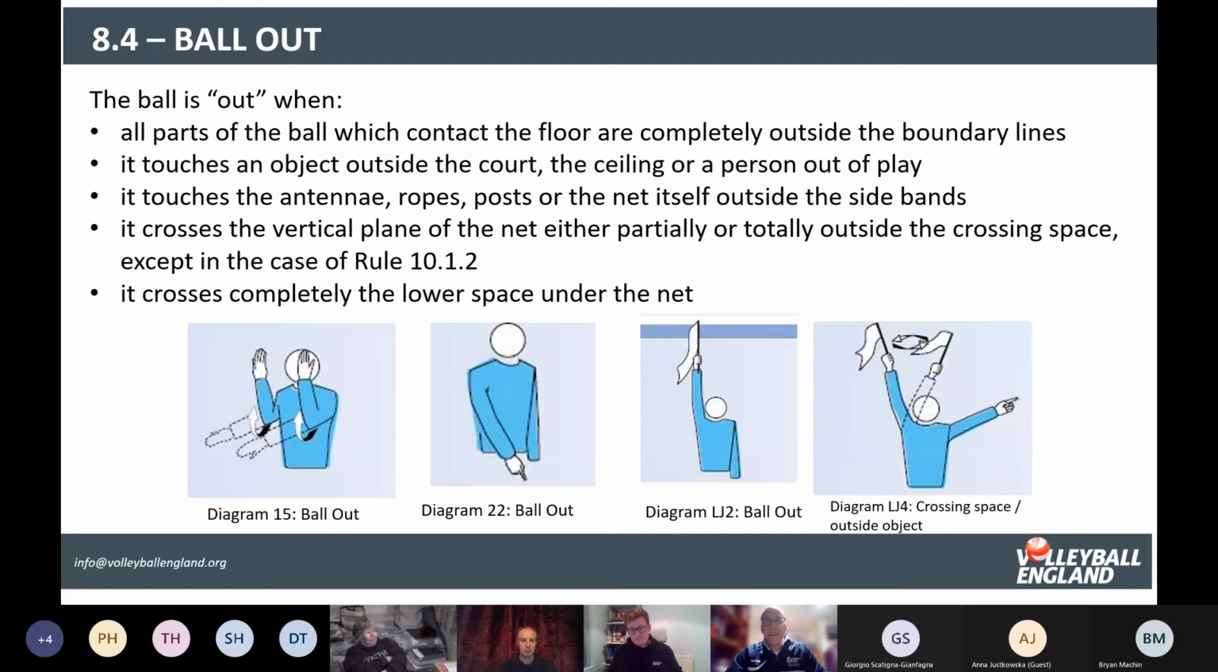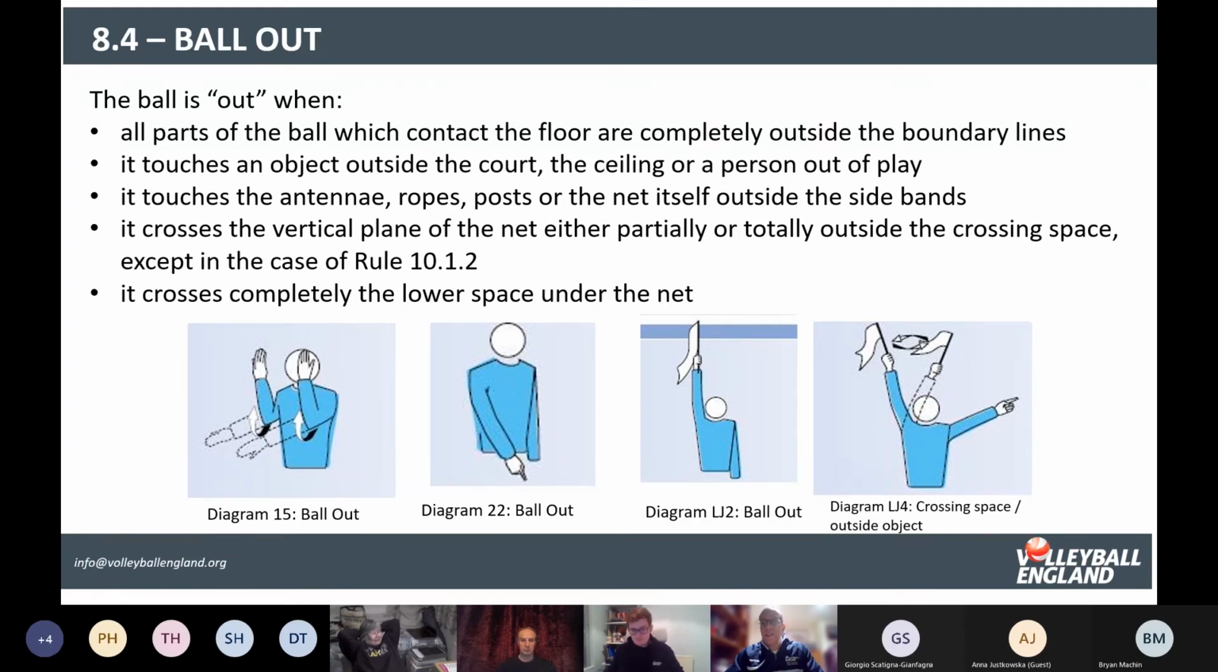It crosses the vertical plane of the net either partially or totally outside the crossing space, except in the case of Rule 10.1.2. And I think you'll remember that when we looked at Rule 9, Rule 10.1.2 was an exception there as well. And also out if it crosses completely the lower space under the net. So we've got two signals that we can use. We can use diagram 15, ball out, or diagram 22, ball out. Diagram 22 is specifically for the ball crossing completely the lower space under the net.